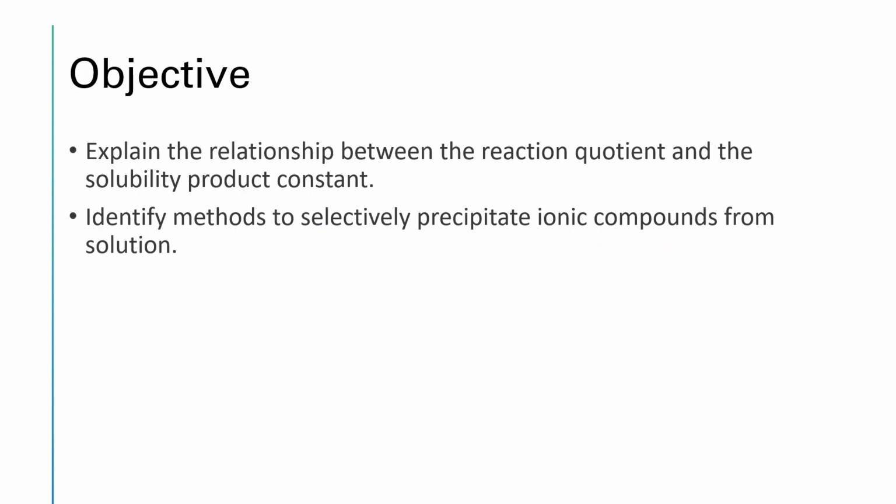All right, so our objective was to explain this relationship between Q and KSP. If Q is bigger than KSP, precipitation occurs. So we'll write that out. If Q is bigger than KSP, precipitation occurs. If you combine two solutions and Q is less than KSP, then there's no precipitation.